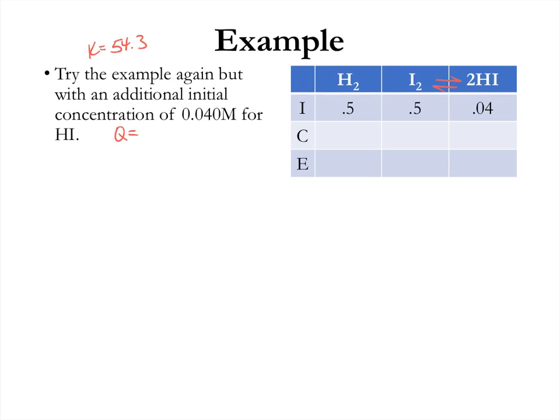So Q, because we don't know if this is at equilibrium or not, it's a product, 0.04 squared over 0.5 times 0.5, and that is equal to 0.0064. So if Q is equal to 0.0064, Q in this case is less than K, so our reaction is going to proceed in the forward direction more rapidly in order for the system to reach equilibrium. So since it's proceeding in the forward direction, now we know that our reactants are going to be decreasing in quantity and our product is going to be increasing in quantity, just like it was in the last one.